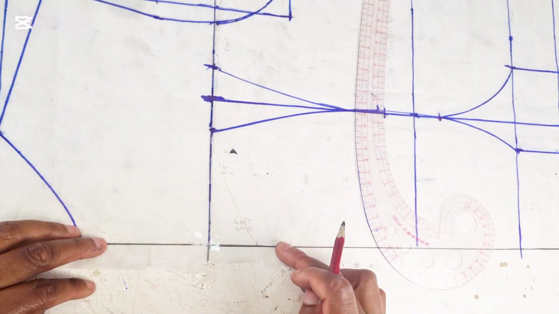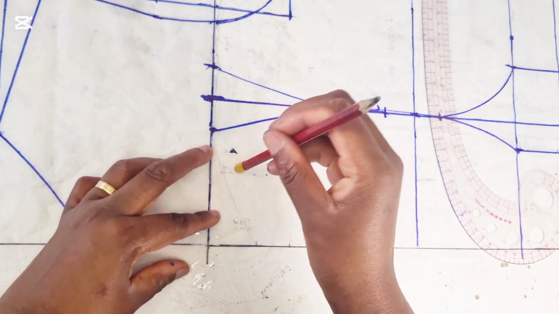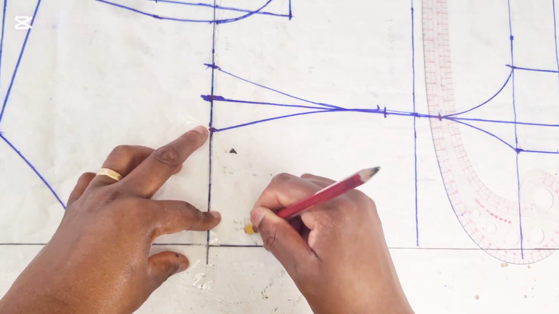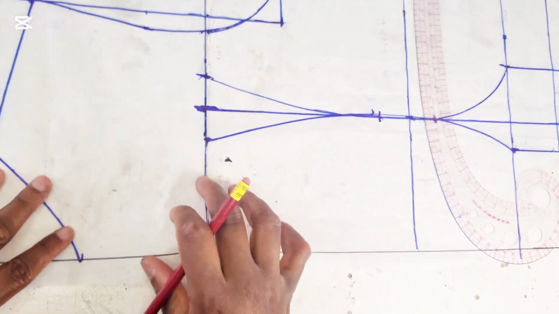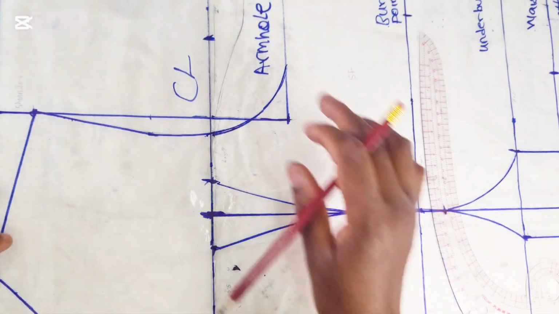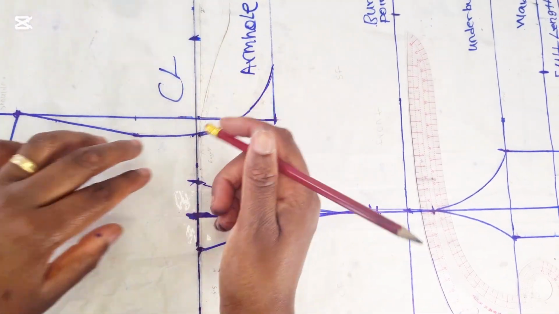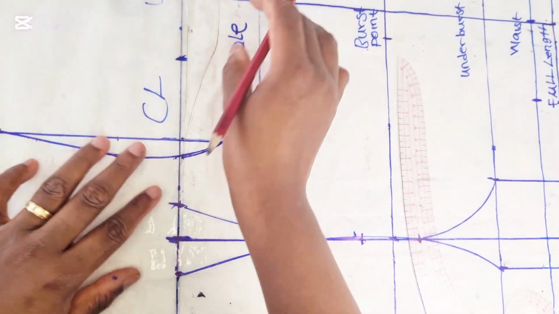But I'm just showing you, just in case you probably want to have a sweetheart neckline, then you can come down by 1 inch to 2 inches depending on how much you want to show. But for the sake of this video, we're not going to touch it. We're going to leave it on a straight line like this. So what we're going to do next is to get this armhole curve.